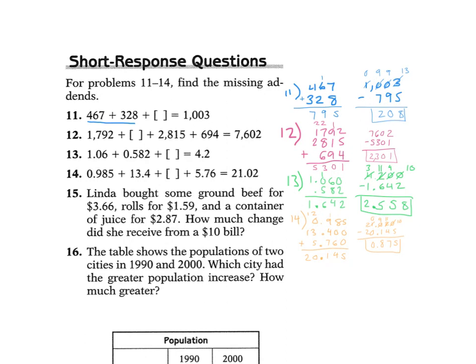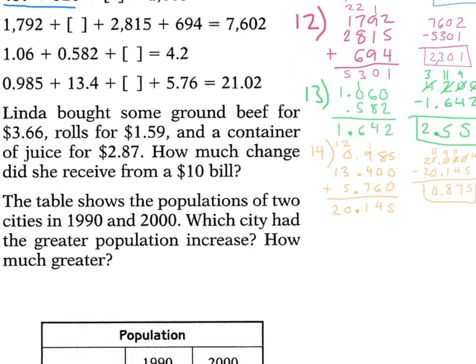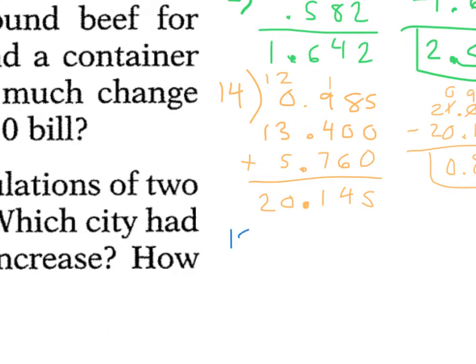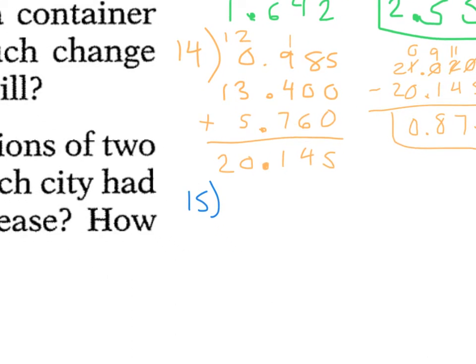For 15, Linda bought some ground beef for $3.66, rolls for $1.59, and a container of juice for $2.87. How much change did she receive from a $10 bill? So we need to add all of these up and then subtract it from $10. So for 15, we are adding up $3.66, $1.59, and $2.87.